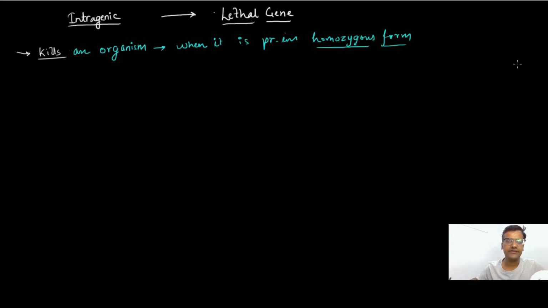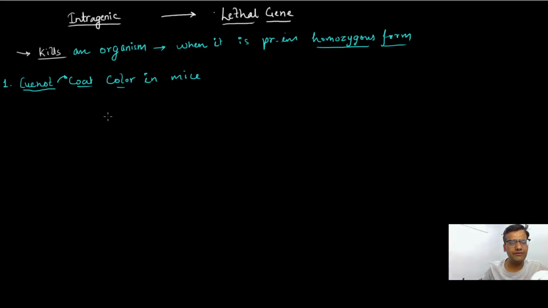Let us study this with an example. This homozygous form can be dominant in some organisms, and in other organisms it can be recessive. So let's study it with examples. The first example we are going to study is Cuénot's coat color in mice. The coat color in mice was studied by a scientist named Cuénot.